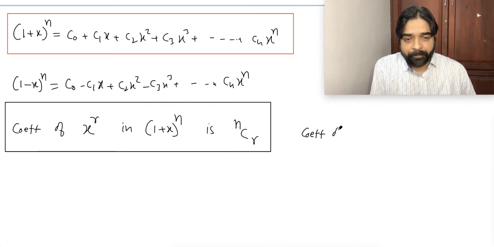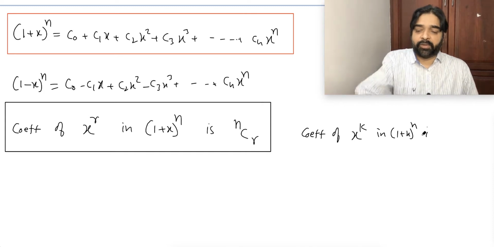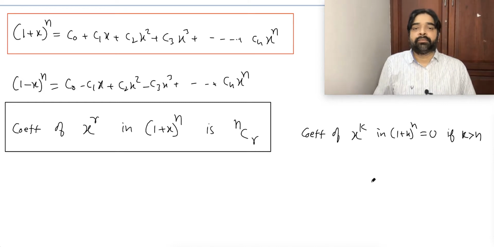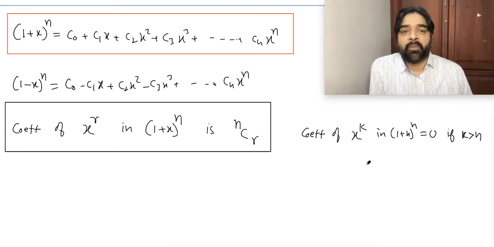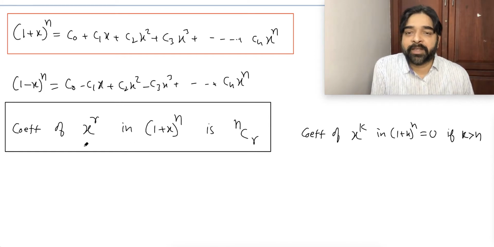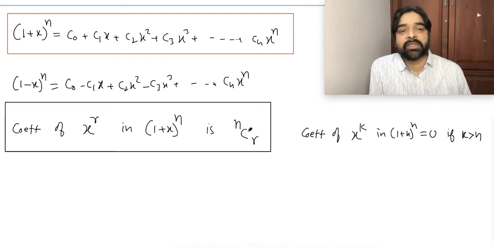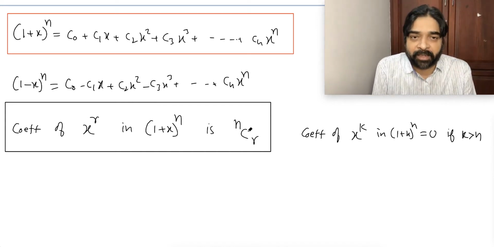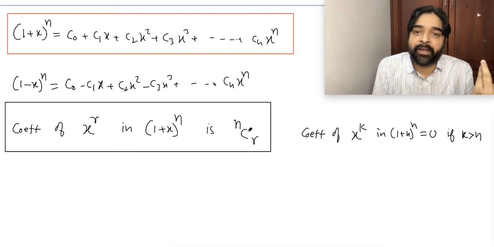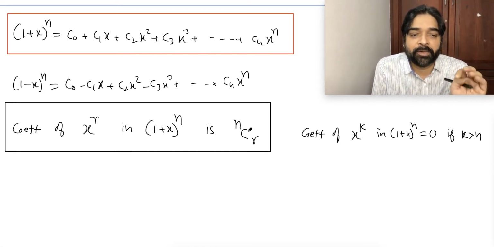The coefficient of x^k in (1 + x)^n is equal to 0 if k is greater than n. Why so, sir? Because if you apply this, the coefficient of x^k must be nCk. But if k is greater than n, nCk will not be defined. Basically, it will become 0, because nCk means selecting k objects out of n different objects. But k is greater than n, so how many ways can you select? Zero ways, because it is impossible to select. Are you getting it? That is why it will come as 0.